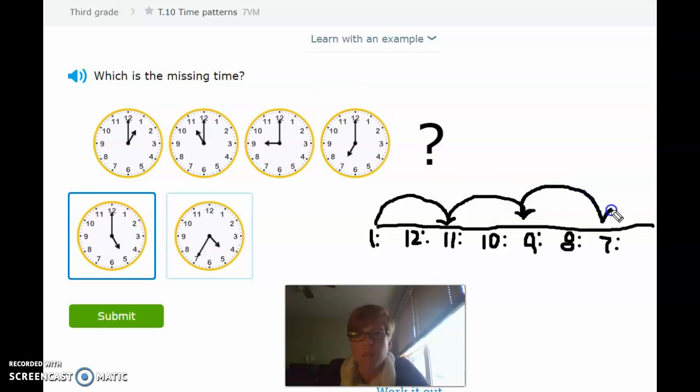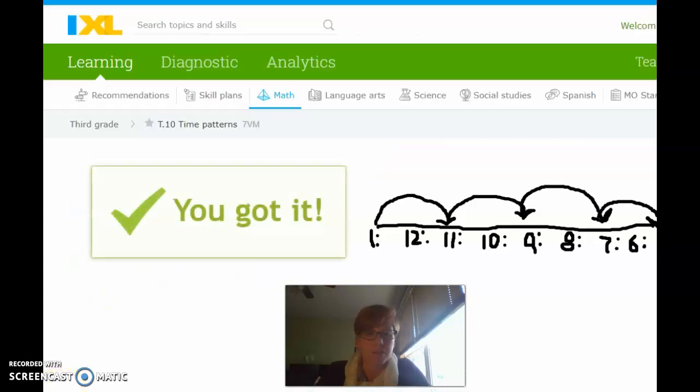Do you see what's happening from the jump with each clock? I am skipping an hour. I'm skipping 12 o'clock, 10 o'clock, and 8 o'clock. So chances are my next clock, I'm going to skip 6 o'clock, right? And go on to, what will I have? What's before 6? It would be 5 o'clock. All right, that's how we do that problem.